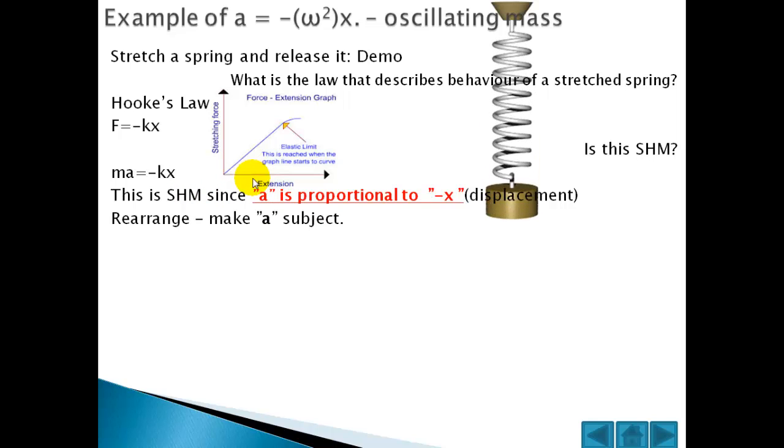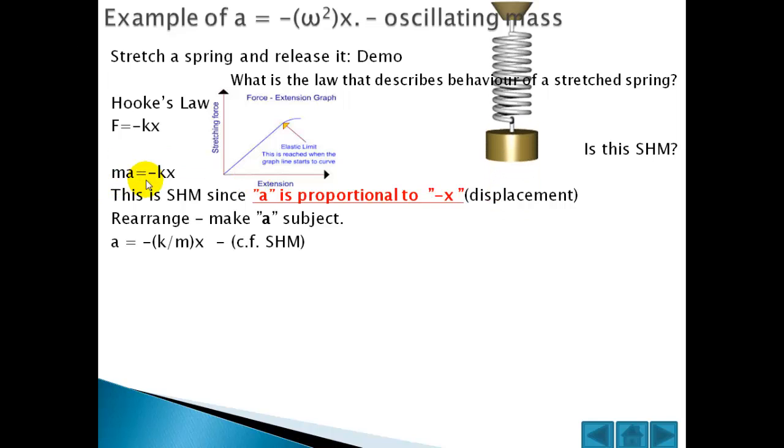Now, first of all, we need to rearrange this equation to make a the subject. So we divide both sides by m. So we get a is equal to negative k over m times x. Let's compare that to the equation for simple harmonic motion. What is the difference between this equation and this one here? We see that we have a negative sign there, we have a negative sign there, and x. The difference is this is omega squared and this is k over m. So this is going to exhibit simple harmonic motion. So k over m must be equal to omega squared.